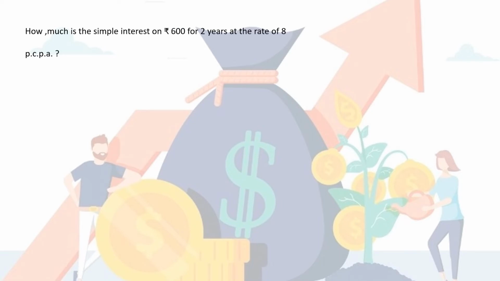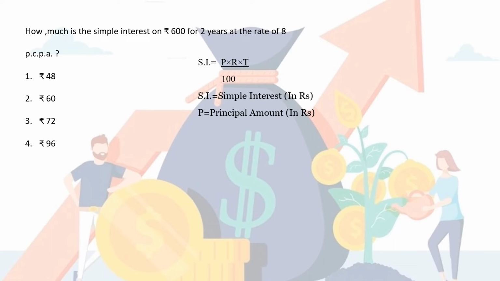Next question. How much is the simple interest on rupees 600 for 2 years at the rate of 8% per annum? Now how much is the simple interest? We have to find out simple interest. Principal is given, rate of interest is given, and years are mentioned. You will write down the formula. Simple interest is equal to principal into rate of interest into t or n upon 100. Substitute the values. Simple interest is in rupees, principal amount is also in rupees, and rate of interest is in per annum percent, and time is in years.